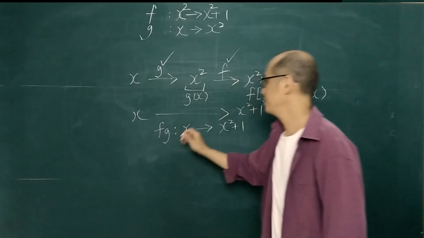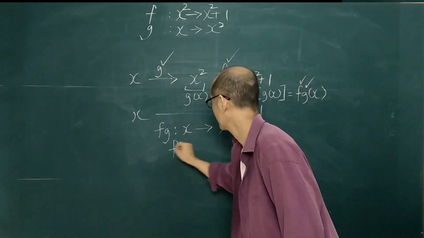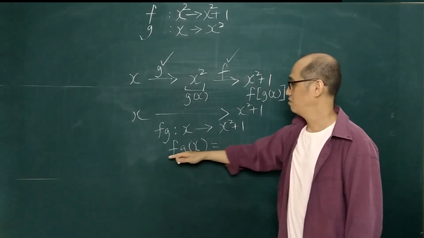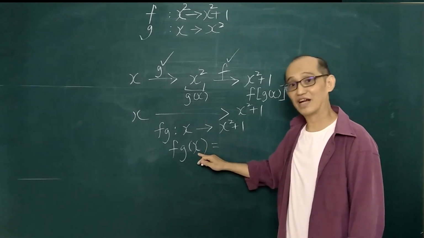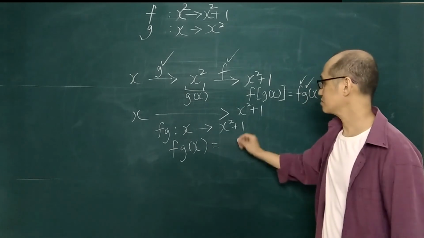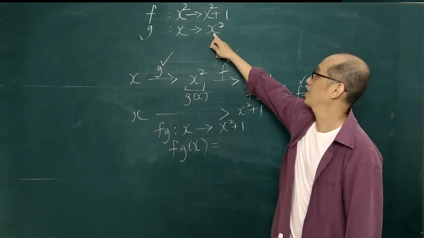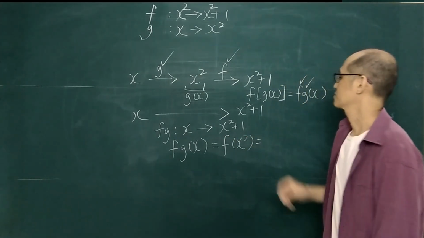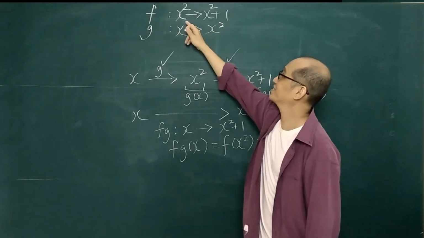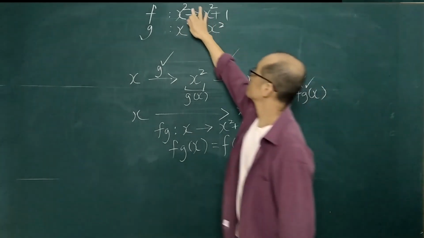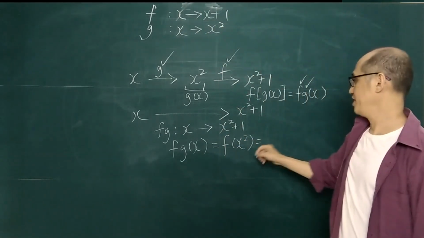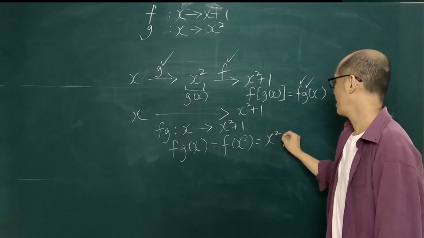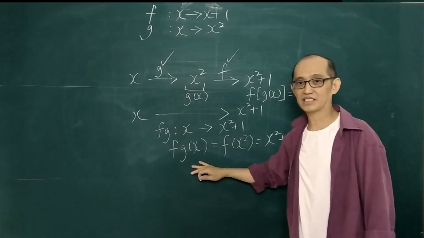In mathematics, to find a composite function, again, let me remind you, for this one, object x will go through function g first, then only f. Now, what is gx? X squared. And then for function f, we map x to x plus 1. So here it is not x, it is x squared. So it becomes x squared plus 1. That's how we do it.